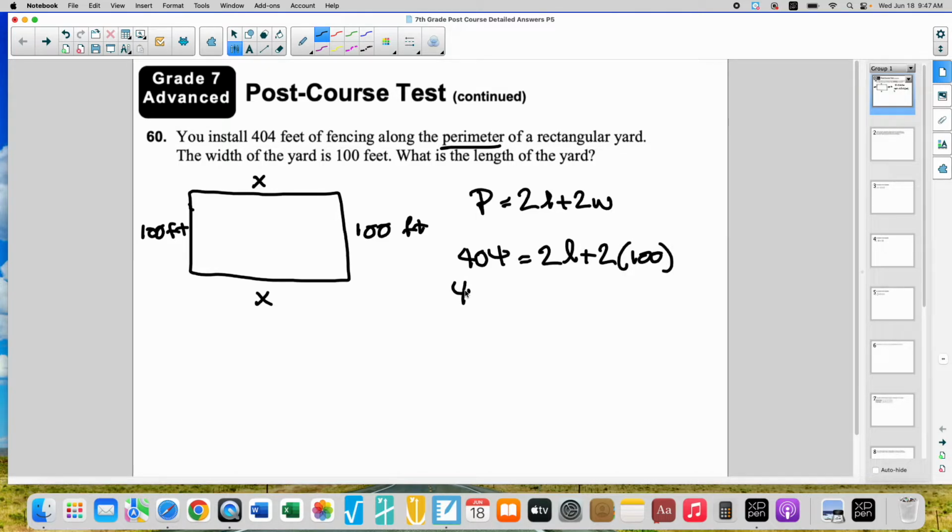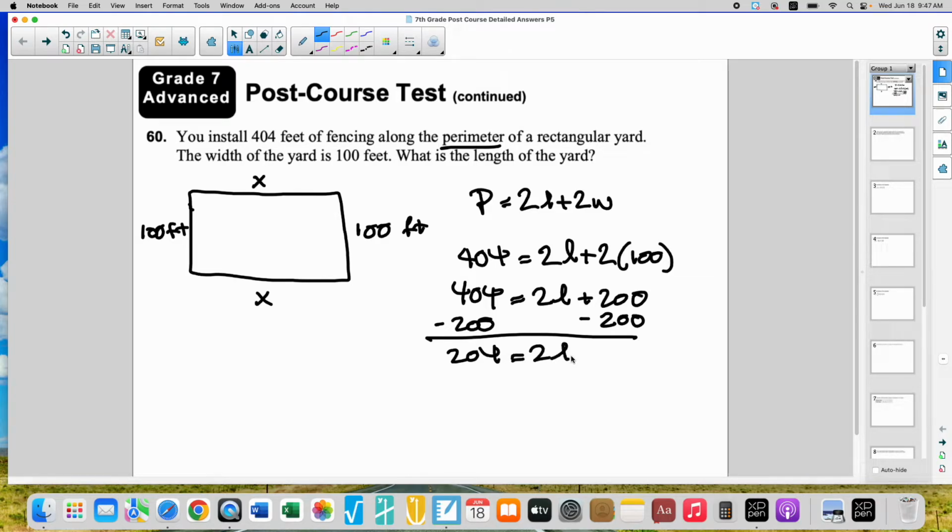So now we're going to solve for it. We're going to simplify: 2L plus 200, and then we're going to isolate. 204 equals 2L divided by 2. You get 102 equals the length. So it's going to be 102 feet. Always remember that you're going to have to give a unit. So the length of the yard is 102 feet. There you go.